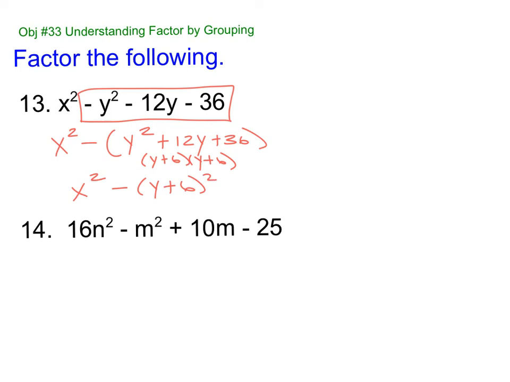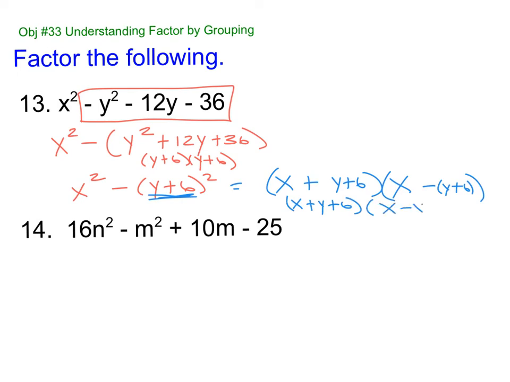Now here's what makes this even more difficult. This is the difference of two perfect squares, right? X times x is x squared, plus y plus 6, minus y plus 6. But you have to put either parentheses or you have to distribute, because you're subtracting this entire thing. So when I do this, usually I write it like this. And then x minus y minus 6. You have to distribute that negative to both the y and the 6, right? So now pause and do 14. It's just like 13.